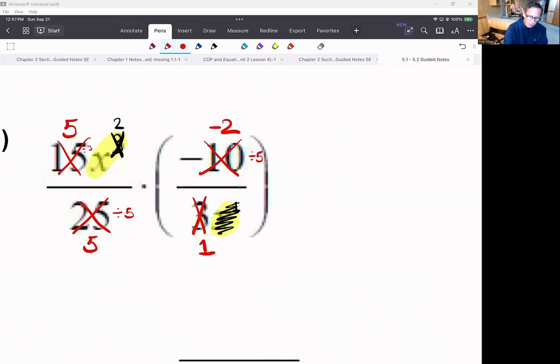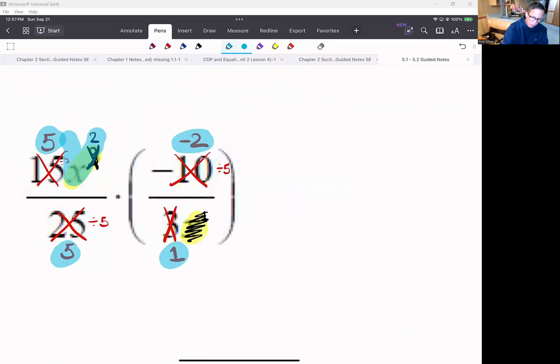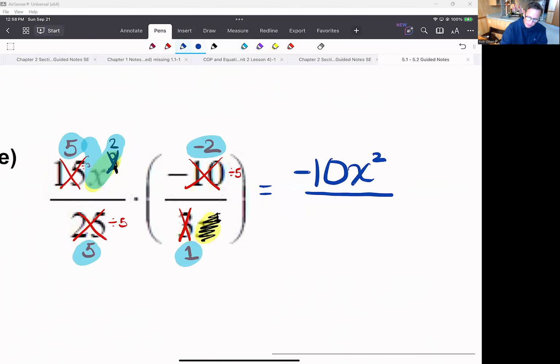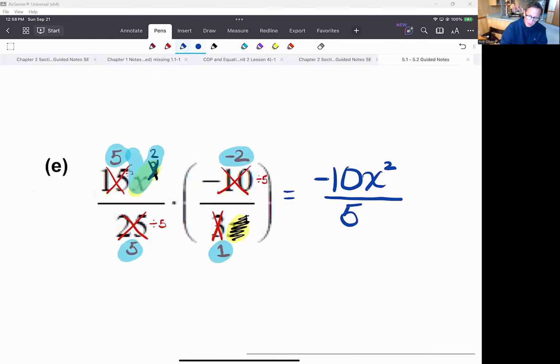All right, so let's make sure we got everything straight here. We have 5, and we have x squared, right? That's what we got there, times 2, times -2. And then we have 5 times 1. So 5x squared times -2 makes -10x squared. And then 5 times 1 makes 5.